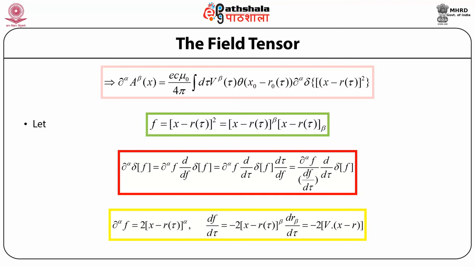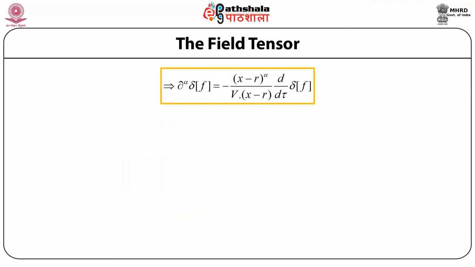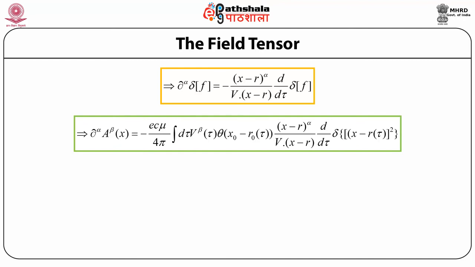Now del alpha f is equal to twice (x minus r tau) alpha, and df divided by d tau equals minus 2 (x minus r tau) beta dr beta divided by d tau, equals minus 2 into v dot (x minus r). Del alpha of delta f equals minus (x minus r) alpha divided by v dot (x minus r) into d by d tau of delta f. So del alpha A beta of x equals minus e c mu naught divided by 4 pi into integral d tau v beta tau into theta of (x naught minus r naught tau) into (x minus r) alpha divided by v dot (x minus r) into d by d tau of delta of (x minus r tau) whole square.